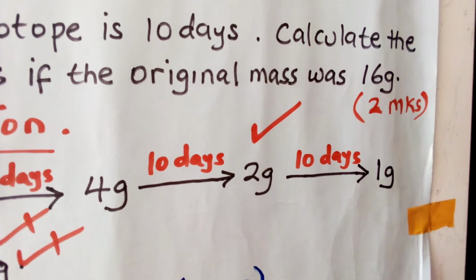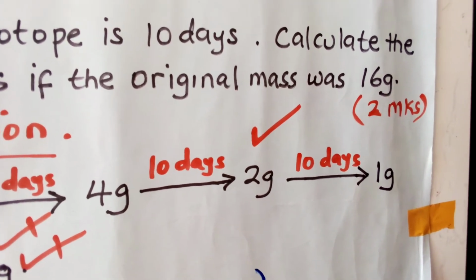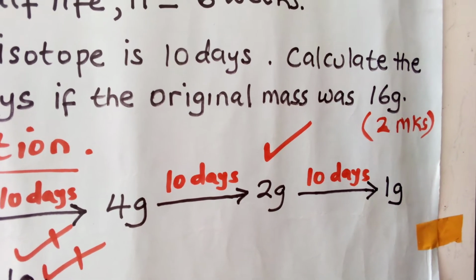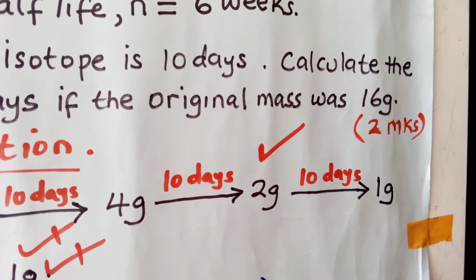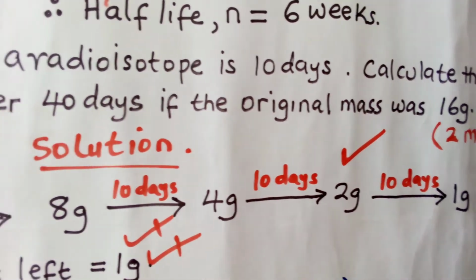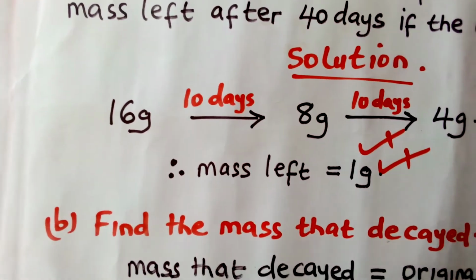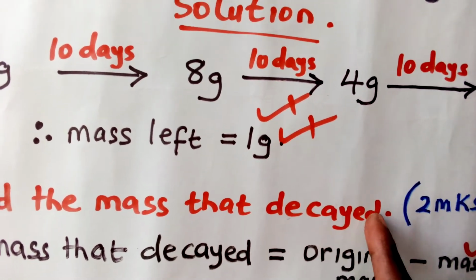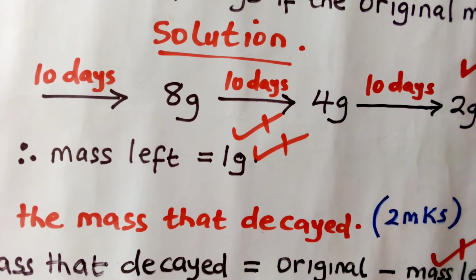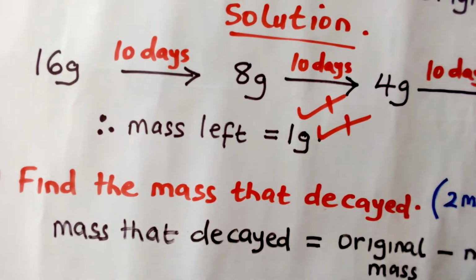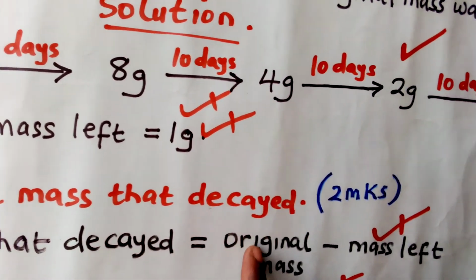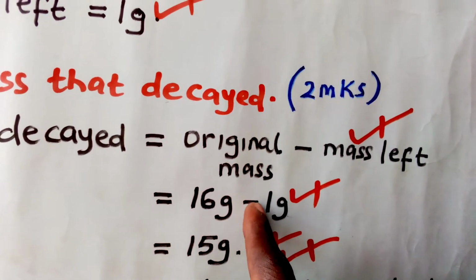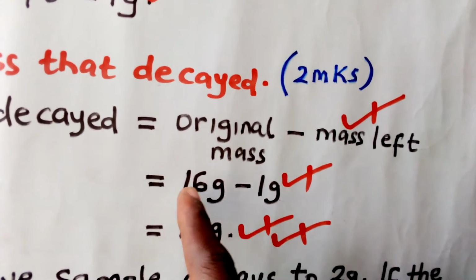If you had 1,000 shillings and now at the end of the day you remain with 300 shillings, how much has been used or lost? You subtract. So for us to get the mass which has decayed, decayed here means the one which is now lost during the process of what? Decaying. So the mass decayed simply means you get the original mass, which is 16 grams, minus the mass which is left, which is 1 gram.